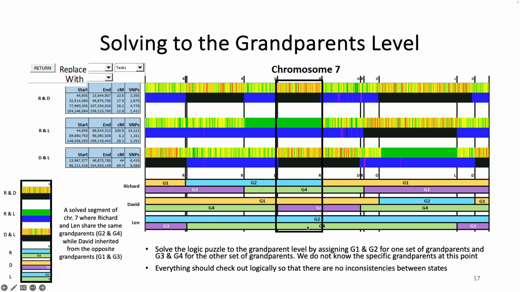So again, you use this logic puzzle to be able to fill in the gaps. The Excel spreadsheet actually helps you out a lot. Once you type in G1 and G2, it will fill in all the gaps up until a recombination point, which will help you fill out the map. And then you are going to combine all of those segments so that you can see this clear picture. And again, everything should check out logically, with no inconsistencies. Everything looks logically correct here with this solution.